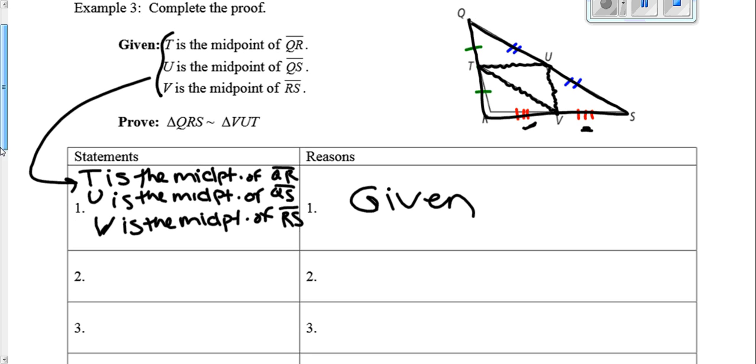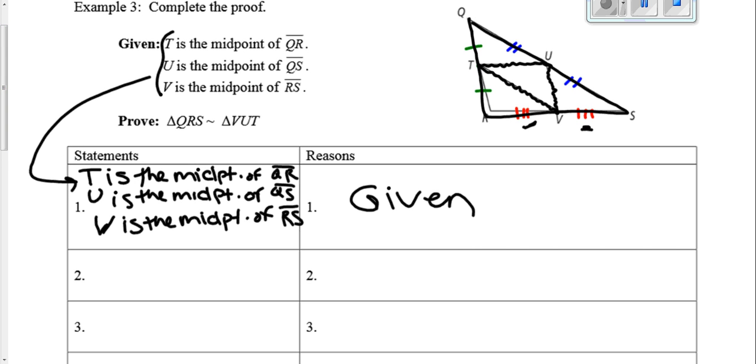Now, here's what happens, and this is a new fact, so you probably don't know this, and that's okay. Take a look at line UT, or TU. This line right here is 1/2 the distance of RS. Why? Because of the fact that T is the midpoint of a line and U is the midpoint of another line, that means that the line that those two midpoints form is 1/2 of the third side of the triangle.